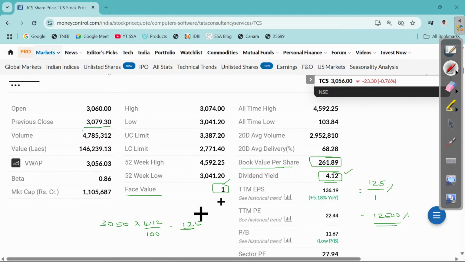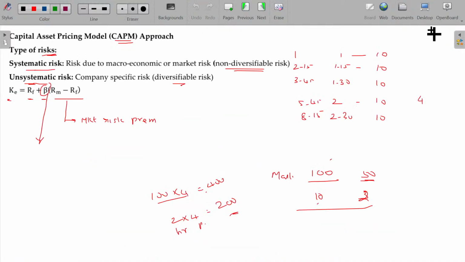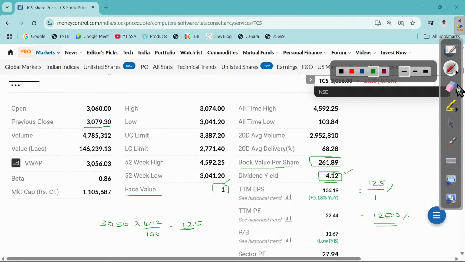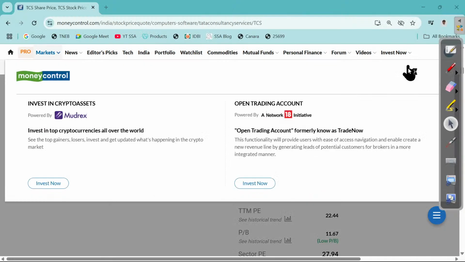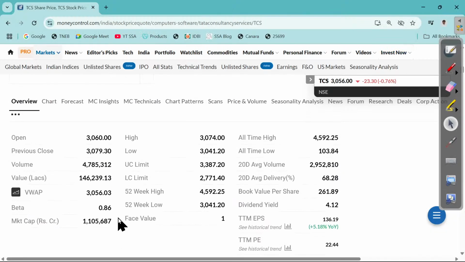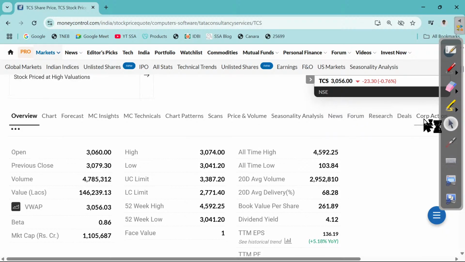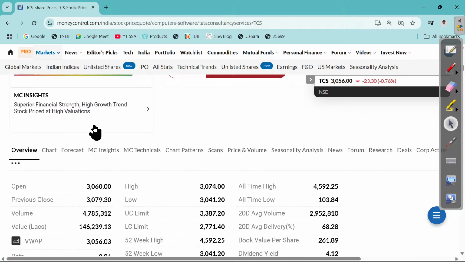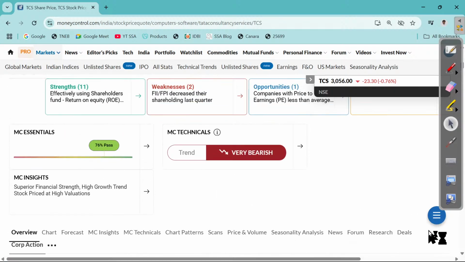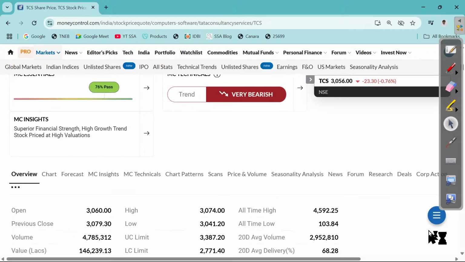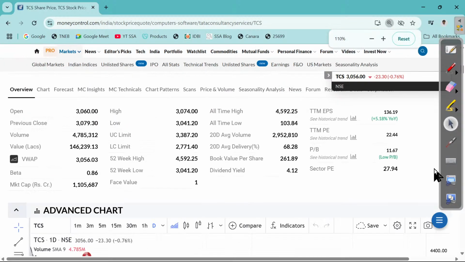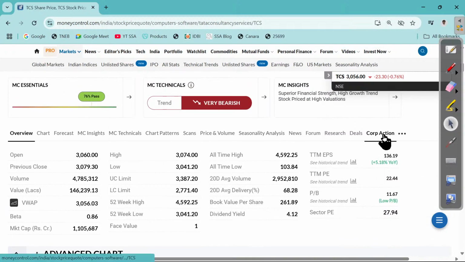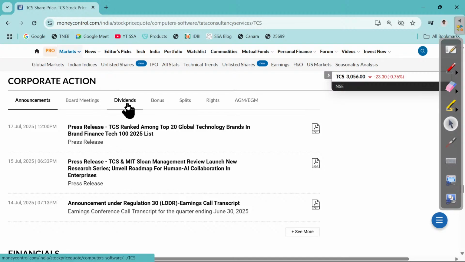Company will give. Let's see. Cross verify. Sometimes there will be error. Let's check. How can I verify this, sir? Here, corporate action. One tab will be there. If you click, you can see the dividend declared also. Okay, corporate actions. In corporate action, dividends.